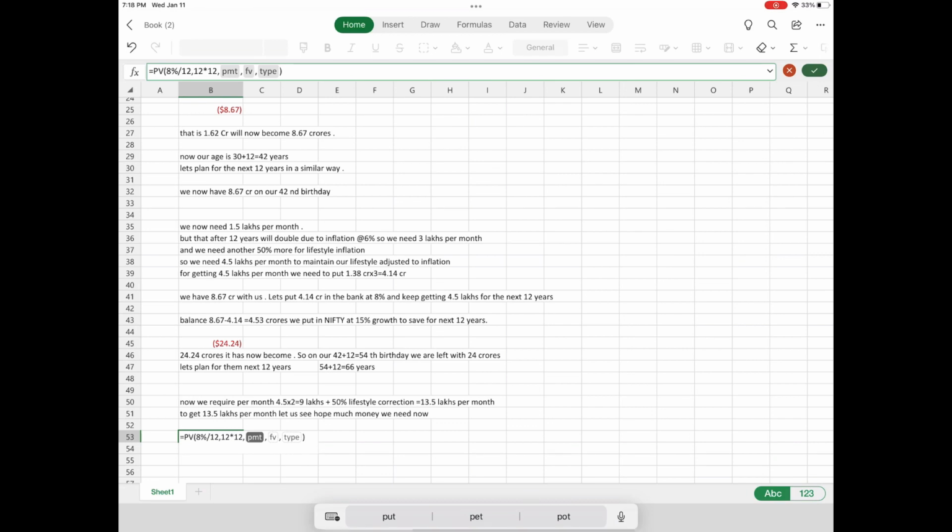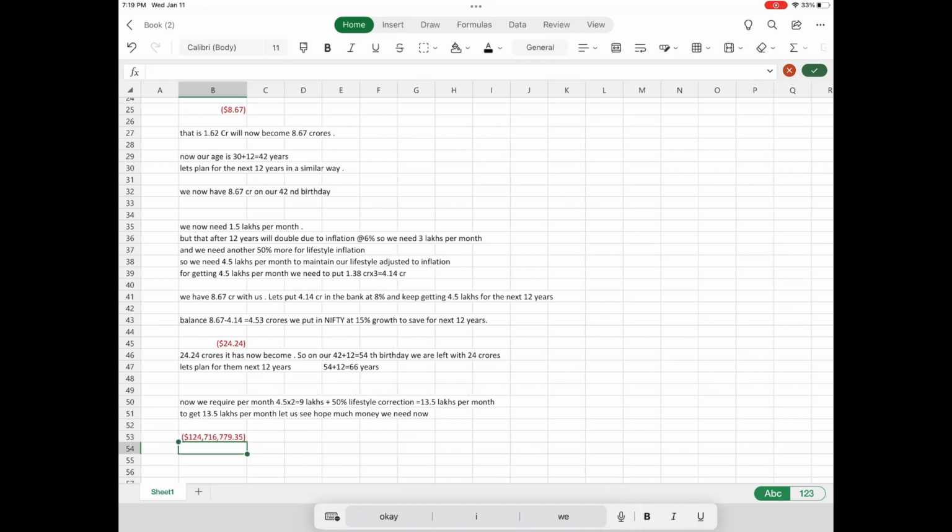So you put 13.5 lakhs, okay, and future value you put 0 and press enter. So to get this 13.5 lakhs for the next 12 years, the next 144 months, how much money do you require? Now note that you already have 24 crores with you. So out of the 24 crores, how much you are going to put in the bank is the question.